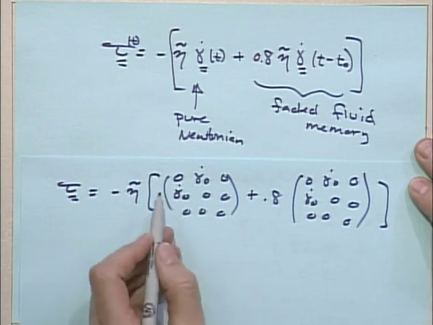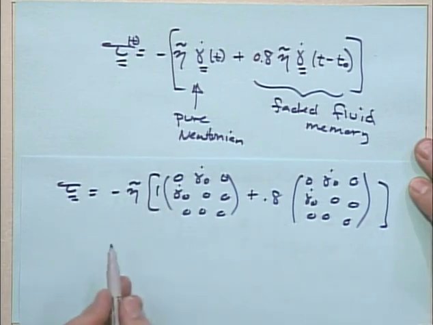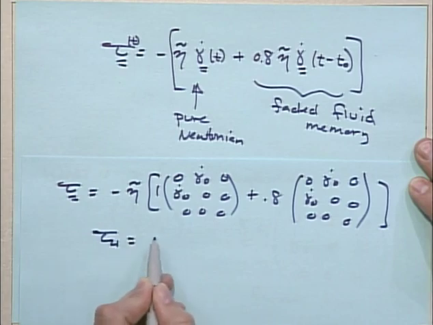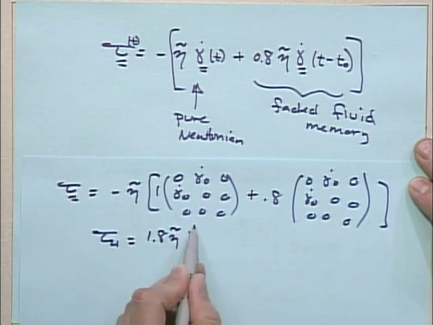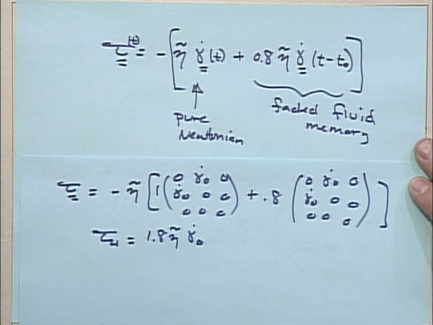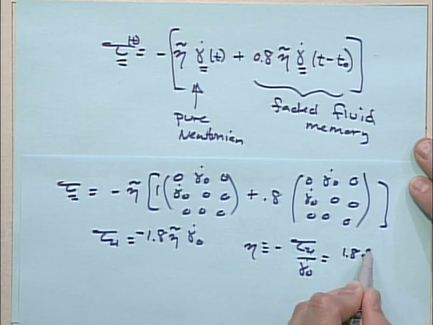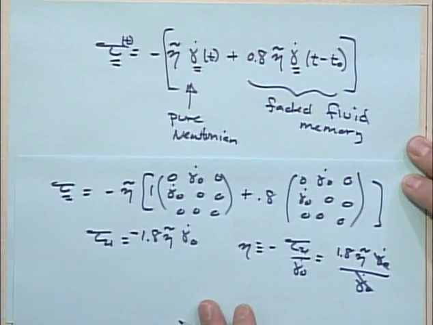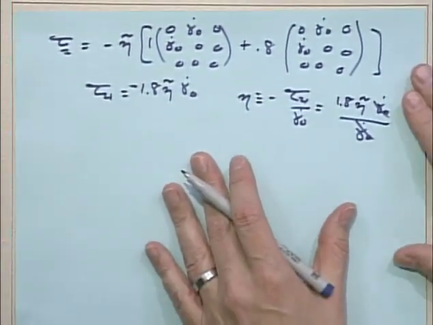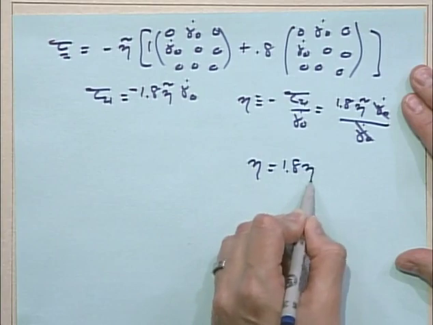So when we add those up, this has a coefficient of 1, that's 1.8. We end up with tau 21 is equal to 1.8 eta tilde gamma dot naught. And therefore, our viscosity, which is defined as minus tau 21 over gamma dot naught, I forgot my minus sign, so there's the minus, is equal to 1.8 eta tilde gamma dot naught over gamma dot naught. Eta is equal to 1.8 eta tilde.